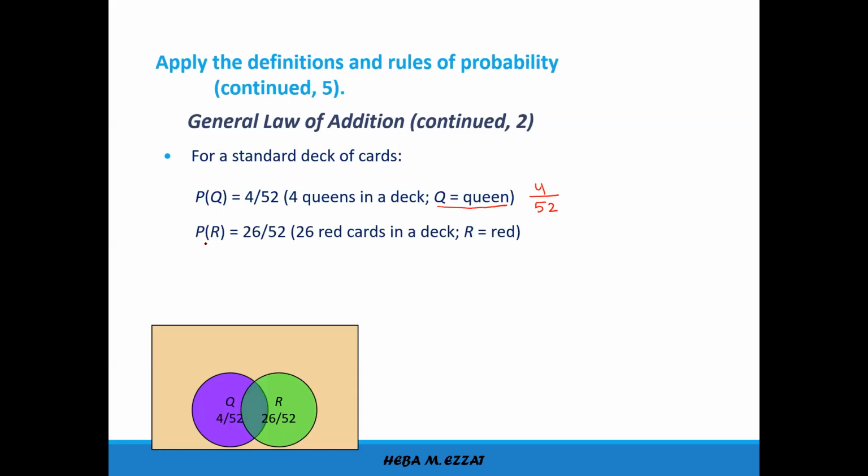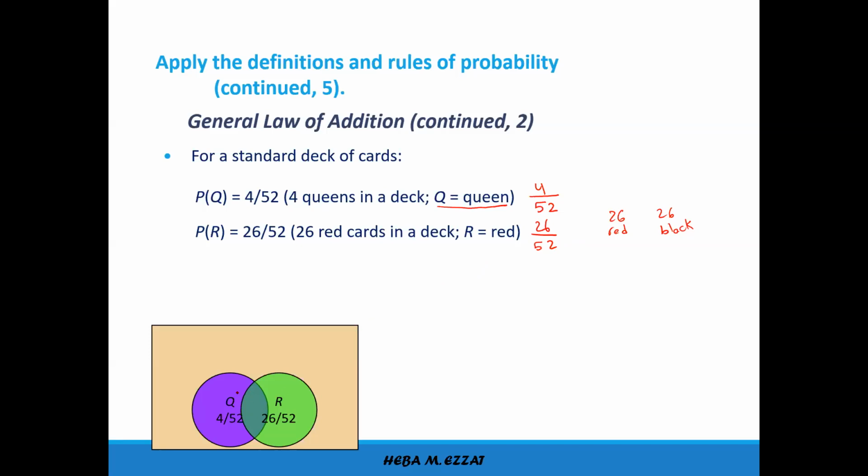There is another probability for getting red cards. The deck is divided into 2 equal parts, 26 red and 26 black, and of course the total number again is 52. So the probability that we get red cards is 26 divided by 52.